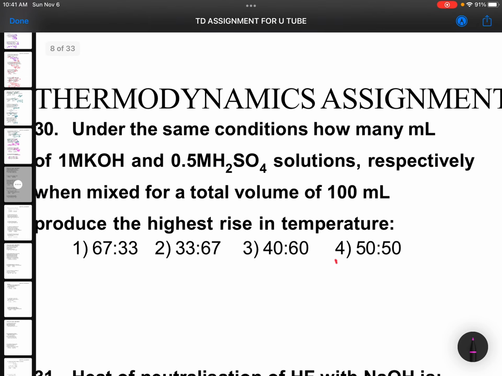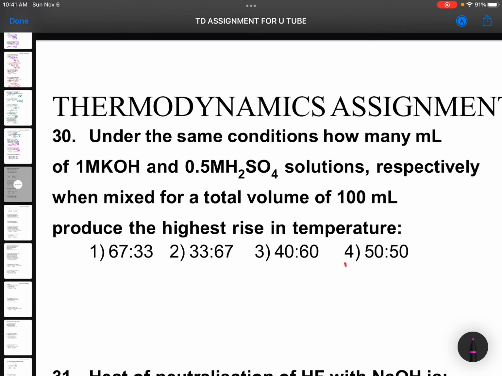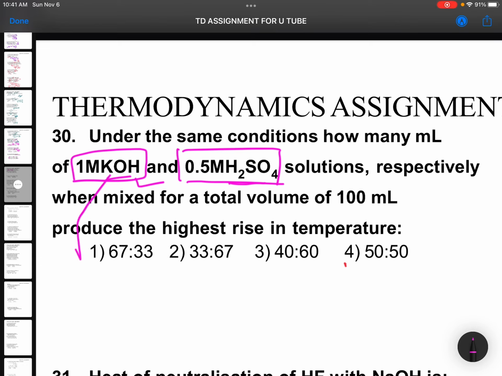Coming to the last question of this session. Under the same conditions, how many milliliters of KOH and 0.5 M H2SO4 solutions respectively, when mixed... Given 1 M KOH, this is okay, fine. But H2SO4 is a dibasic acid. Dibasic acid means if you convert into normality, it will become 1 normal, and KOH is 1 normal. So both have the same normalities.